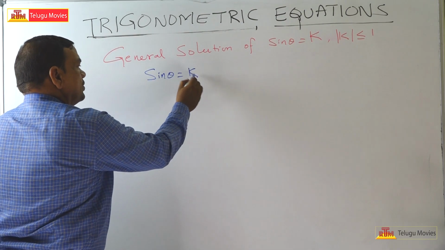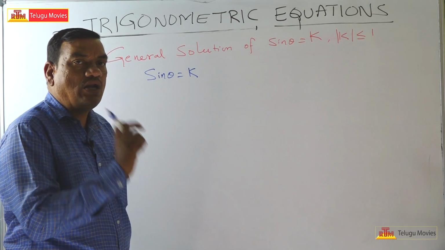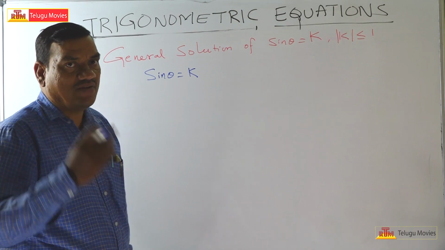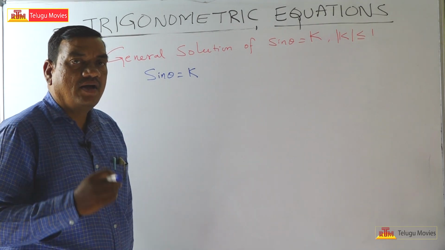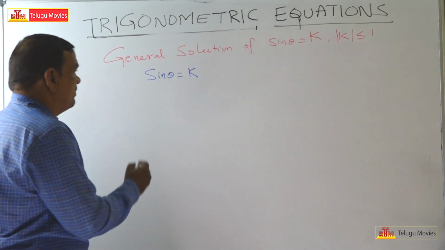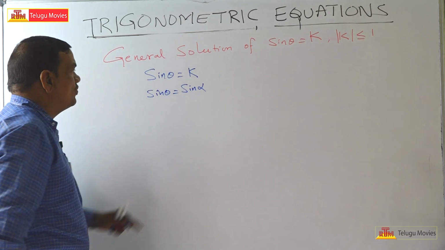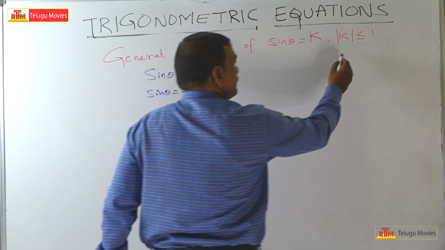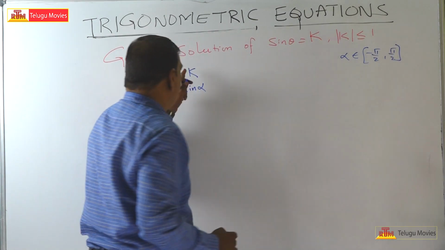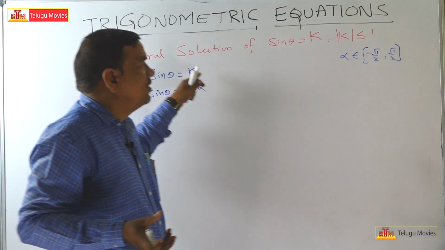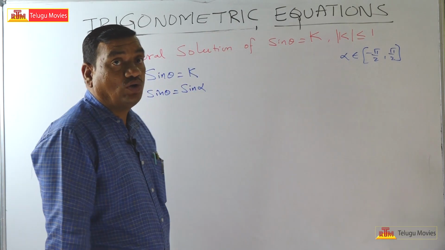Sin theta is equal to k. K lies between -1 to 1. So let us see the principal value is alpha and the principal solution is sin alpha. That means sin theta is equal to sin alpha. Some value will come, no, for the principal solution, that alpha belongs to the closed interval minus pi by 2 to plus pi by 2. For the first solution, the initial solution will come, from this minus pi by 2 to plus pi by 2, that is called the principal solution we are saying.